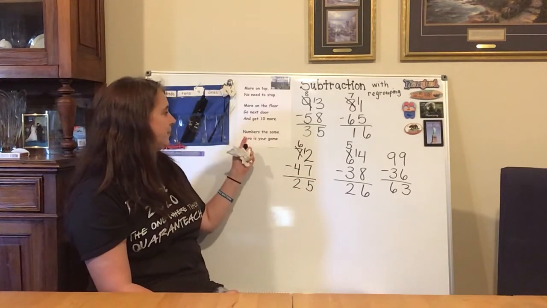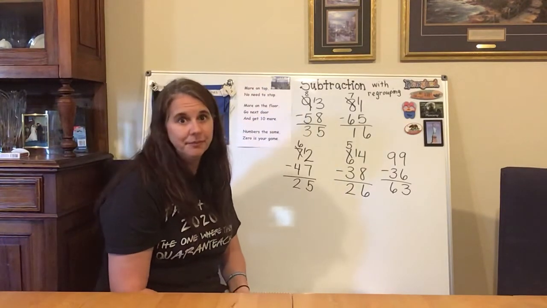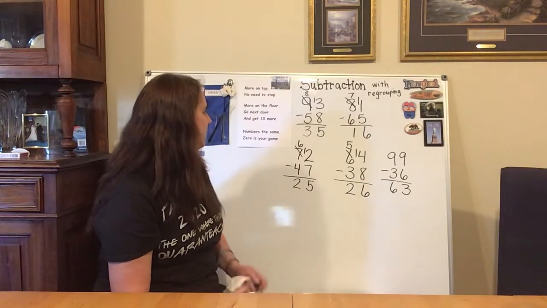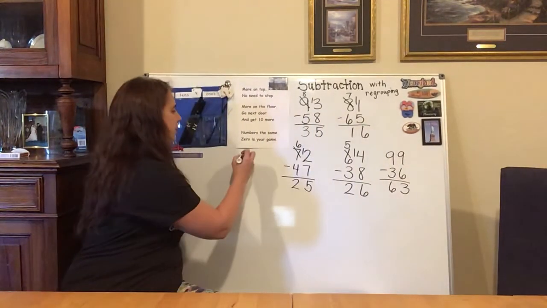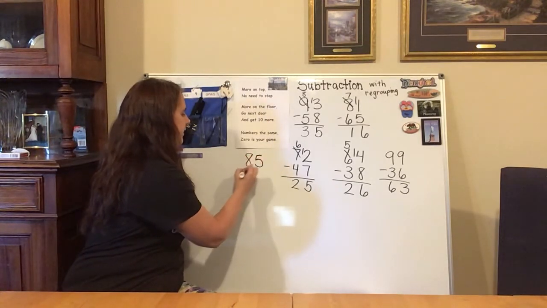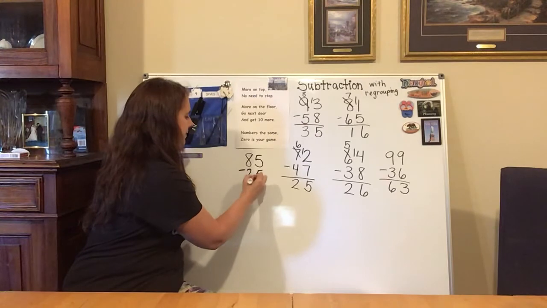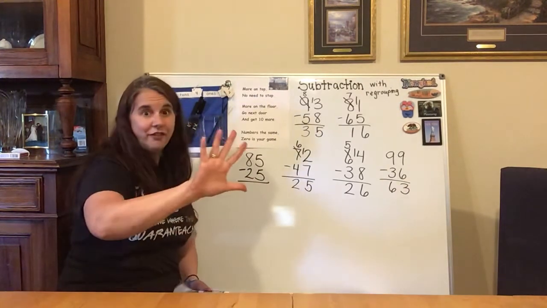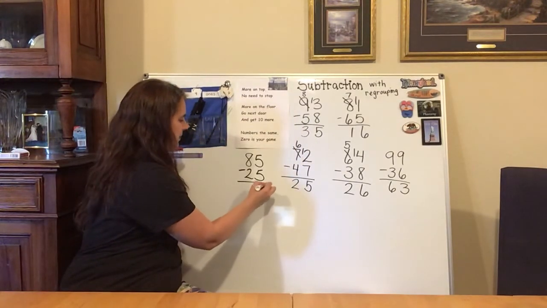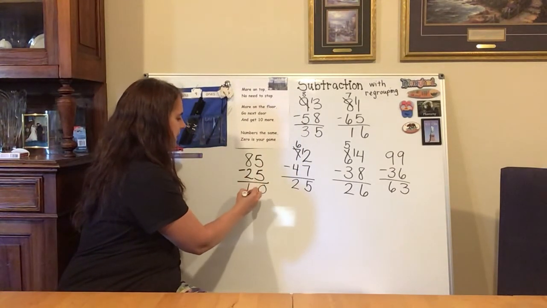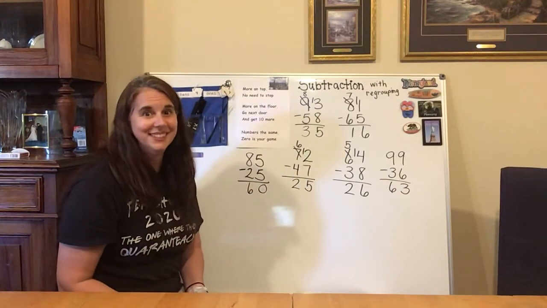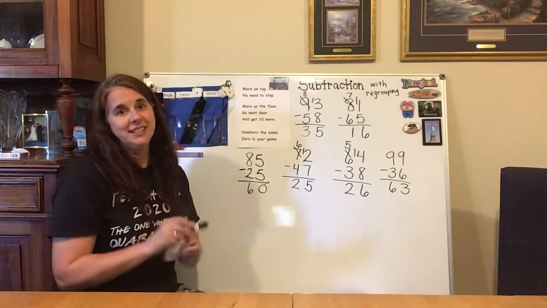Numbers the same, 0 is your game. We forgot to do one where the numbers were the same. Let's do one really quick with the numbers the same. So I want you to do your zeros, your game. 85 take away 25. Why? Because if you got 5 and you take 5 away, that's 0. 8 take away 2, 6. So see, the numbers are the same. 0 is your game.